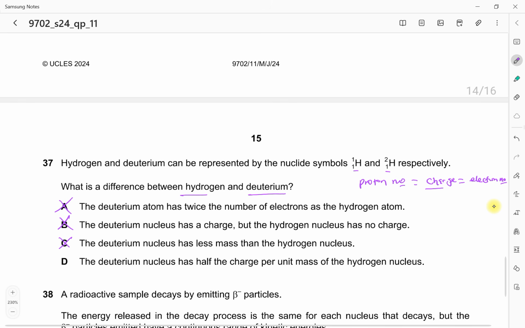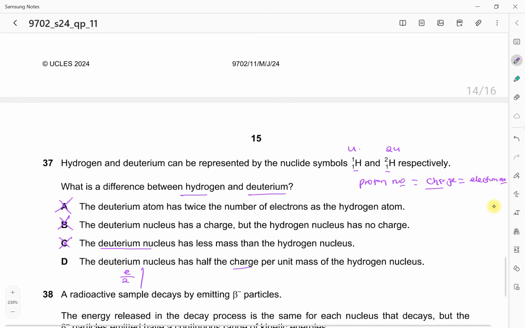Then the deuterium nucleus has half the charge per unit mass of the hydrogen nucleus. Let's check the charge per unit mass. So for deuterium, the charge is positive E over the mass is 2U. C was saying deuterium nucleus has less mass. It has actually more mass because for deuterium the mass is 2U, for hydrogen the mass is U, because the nucleon number gives you the mass in unified atomic mass units.